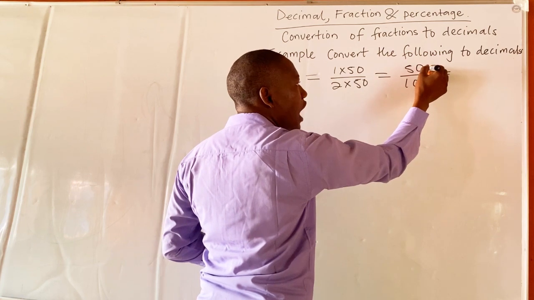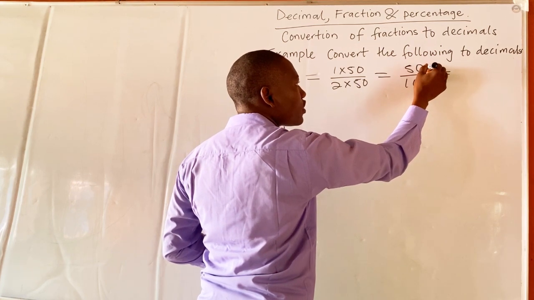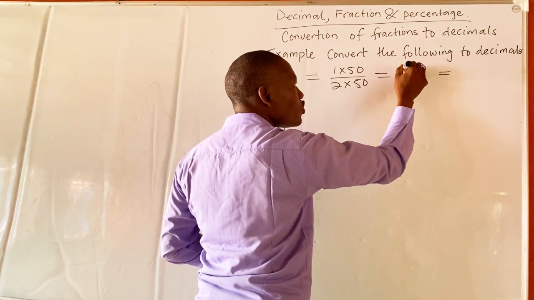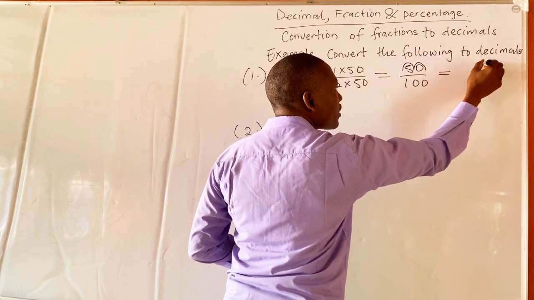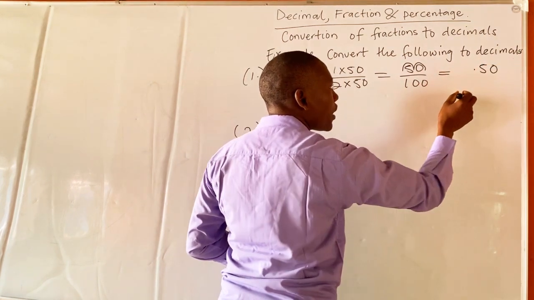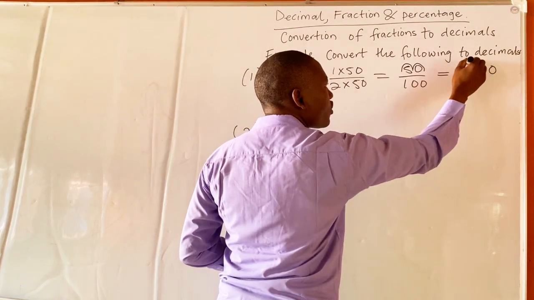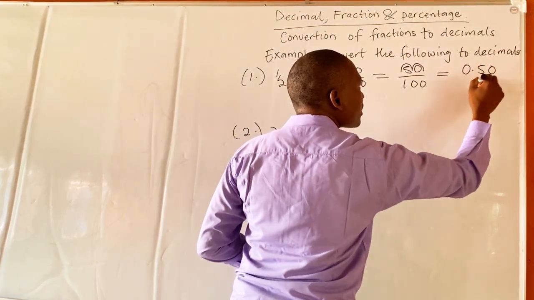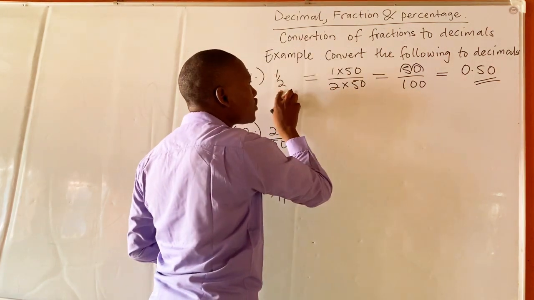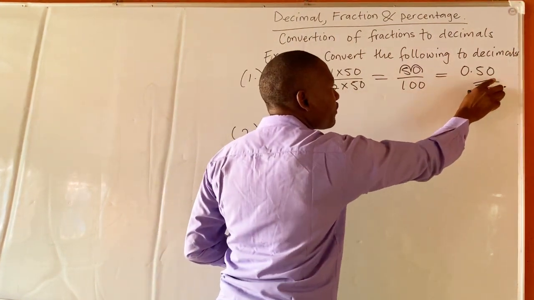Now we count. Assuming our point is here, we count 1, 2. So we are going to have 0.50. Now 0.50, we can't leave it like this. We have to add 0 here. Then this should be our answer. Meaning 1 all over 2 is the same thing as 0.5.